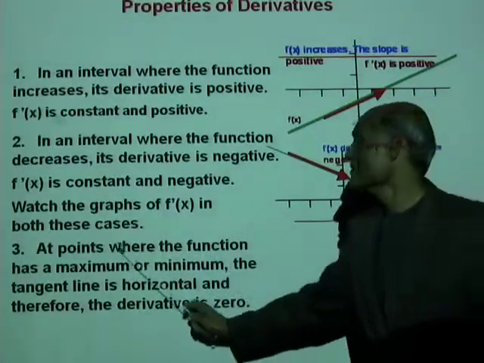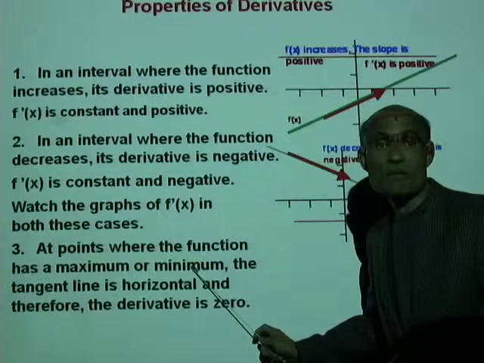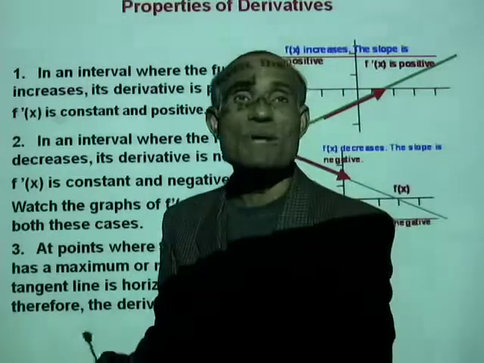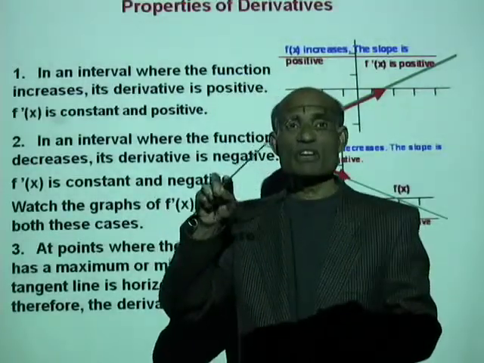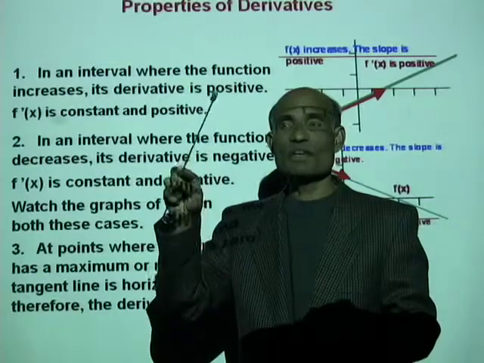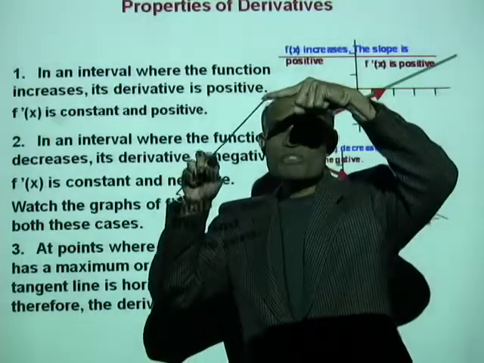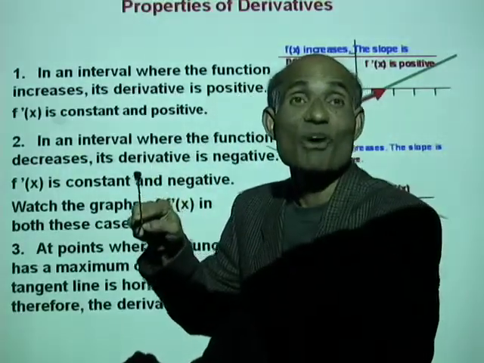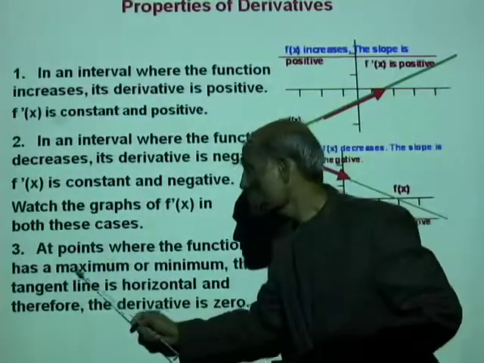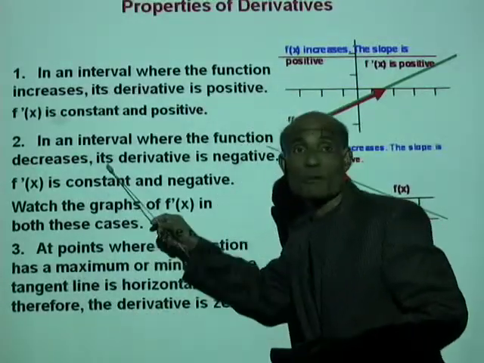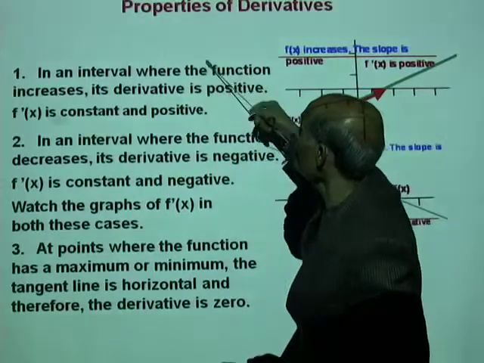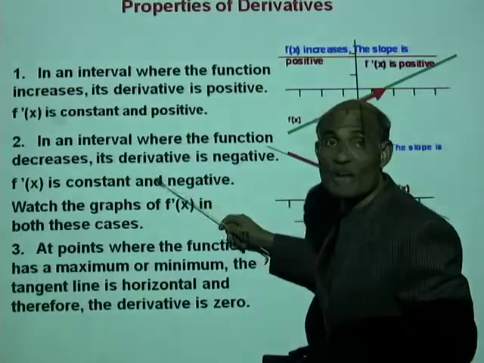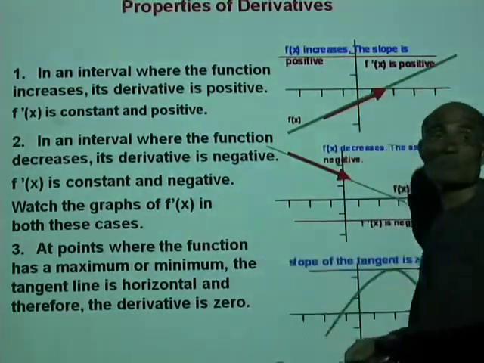At points where the function has a maximum or a minimum, that's the next property. Look at that. If a function increases, reaches the maximum, and then turns back, what is the derivative at the turning point? At the turning point, the tangent line will be horizontal. That means at a point where the function has a maximum, the tangent line will be horizontal. Similarly, at a minimum point, the tangent line will be horizontal.